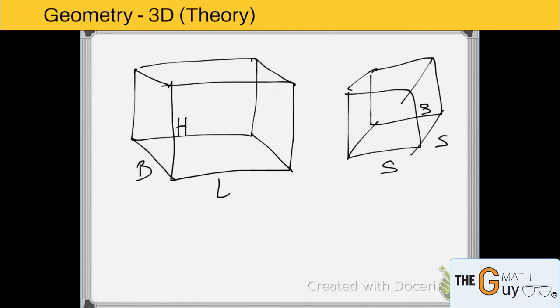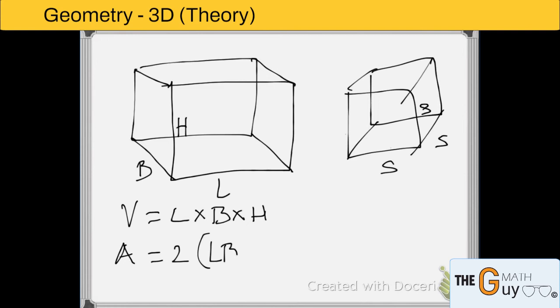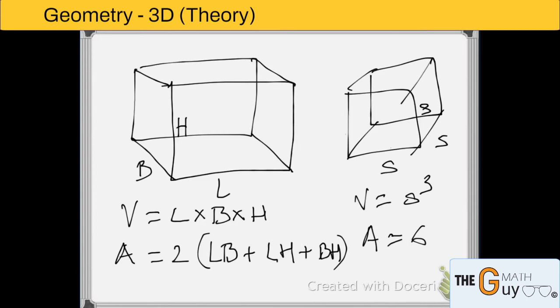Okay, volume, the formulae are identical. It's just that the L, B, and H for cuboid get replaced by S in the case of cube. So volume is length into breadth into height. Surface area: you have to calculate the area of all the 6 faces of the cuboid. So there is 2 times (LB plus LH plus BH). Okay, all the 6 faces. Similarly, volume for cube is S cube. Area would be 6 S square.